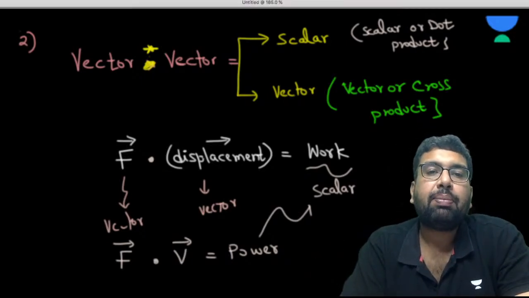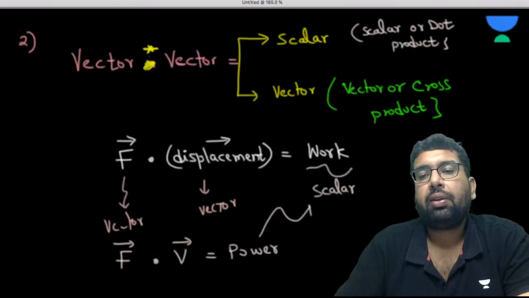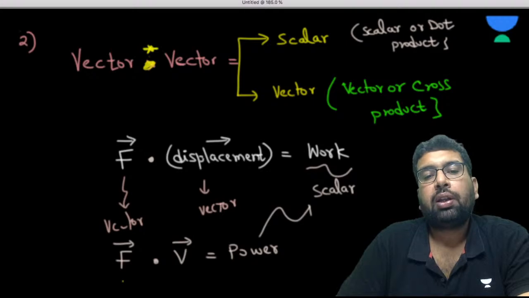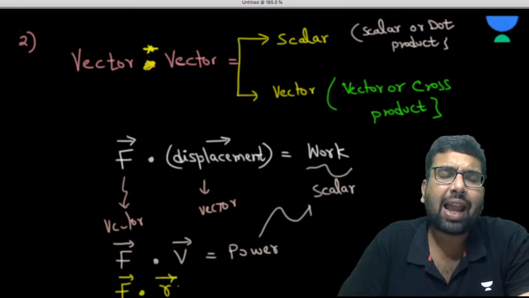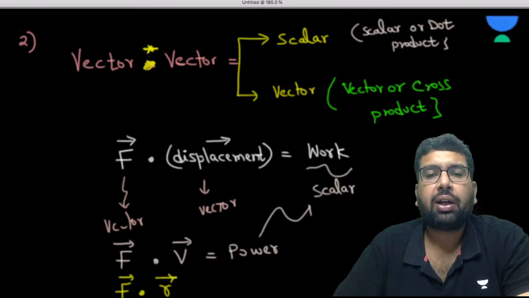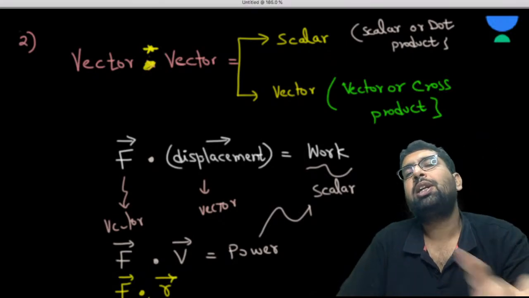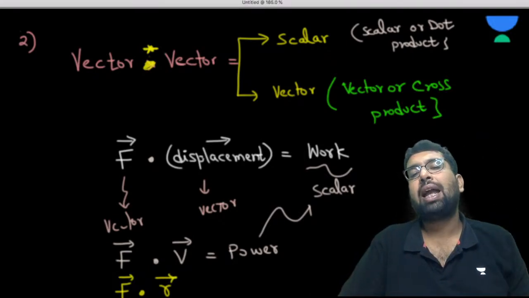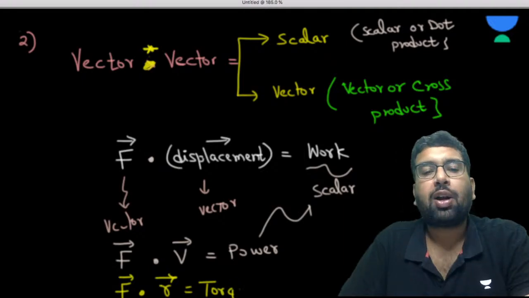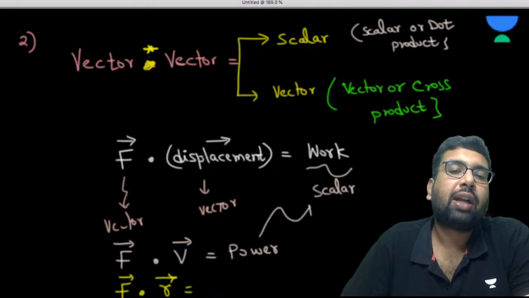Similarly, in the case of cross products, I'll write here. For example, force multiplied with the distance from the axis. I'll come to this r later, don't get confused. This is also a sort of displacement. When force is multiplied by this displacement from the axis, you get torque. And torque is a vector quantity.